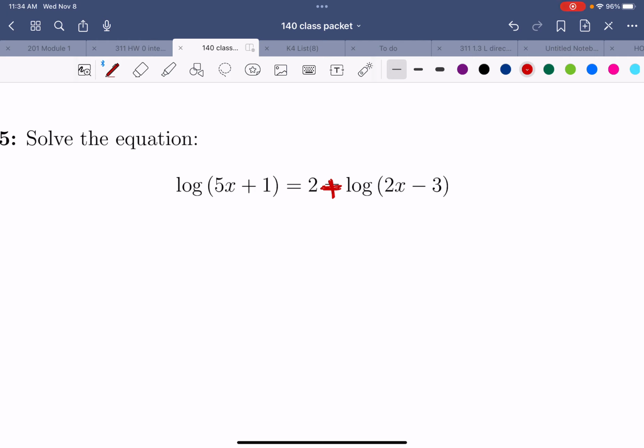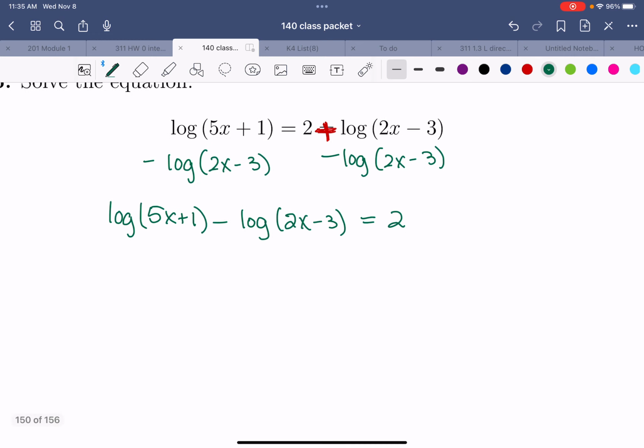Now, this is not an exponential equation. This one is a logarithmic equation. And the first thing I'm going to do to solve this is I'm going to try to put all my x's together. So I'm going to move my logs both to the same side, and I'm going to condense them into one log. So the first thing I'm going to do is subtract the log of 2x minus 3 from both sides. And that will give me the log of 5x plus 1 minus the log of 2x minus 3 equals 2.